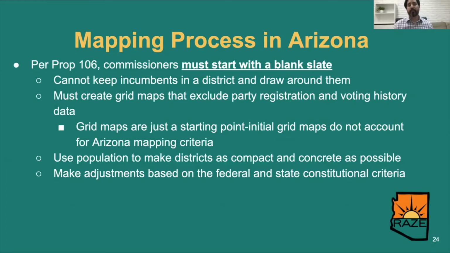Per Prop 106, commissioners must start with a blank slate. The idea here is that when we're drawing the lines, we're not to keep incumbents in a district to either protect them or draw around them. Grid maps must be drawn up that exclude party registration and voting history and data. So we protect against any kind of political type of gerrymandering in this process.